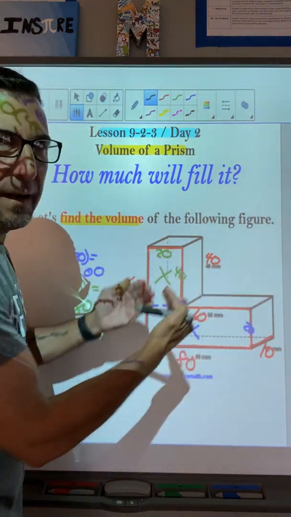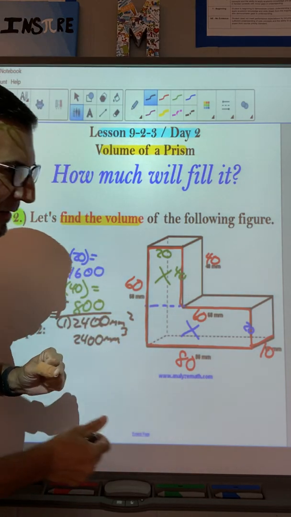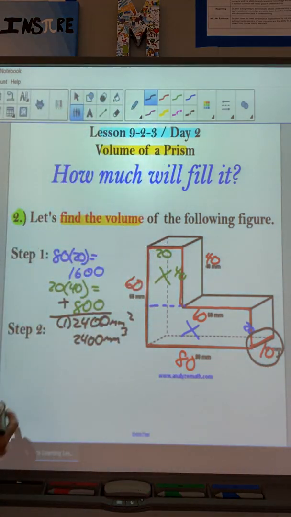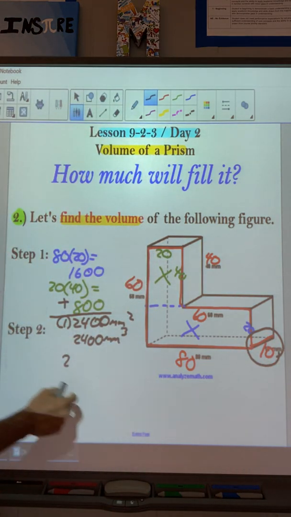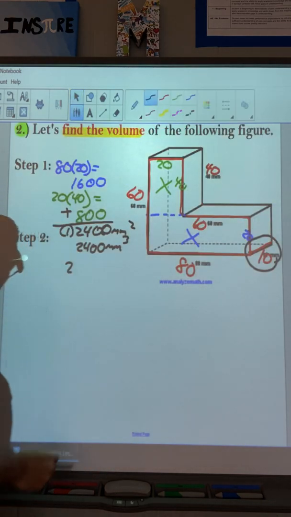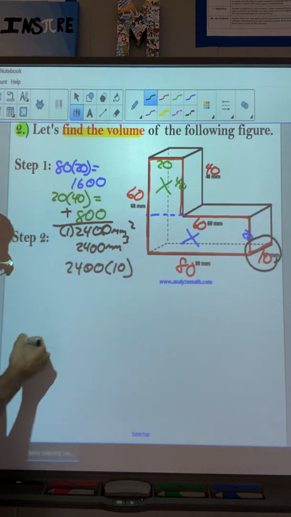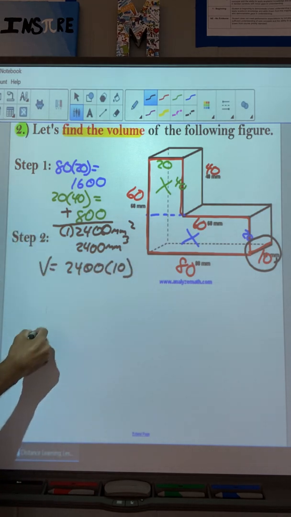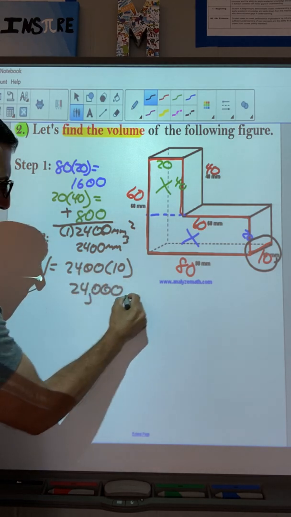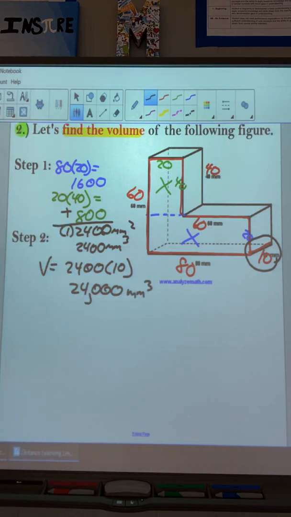How tall is it then? Since we flipped it over on the side, can somebody tell me how tall it is? Yep, it's right here. It's 10 millimeters tall. So we're going to take that 2,400, and I'll move this up a little bit. We're going to take this 2,400 and multiply it by 10, which means add another 0. So we have 24,000 millimeters cubed.